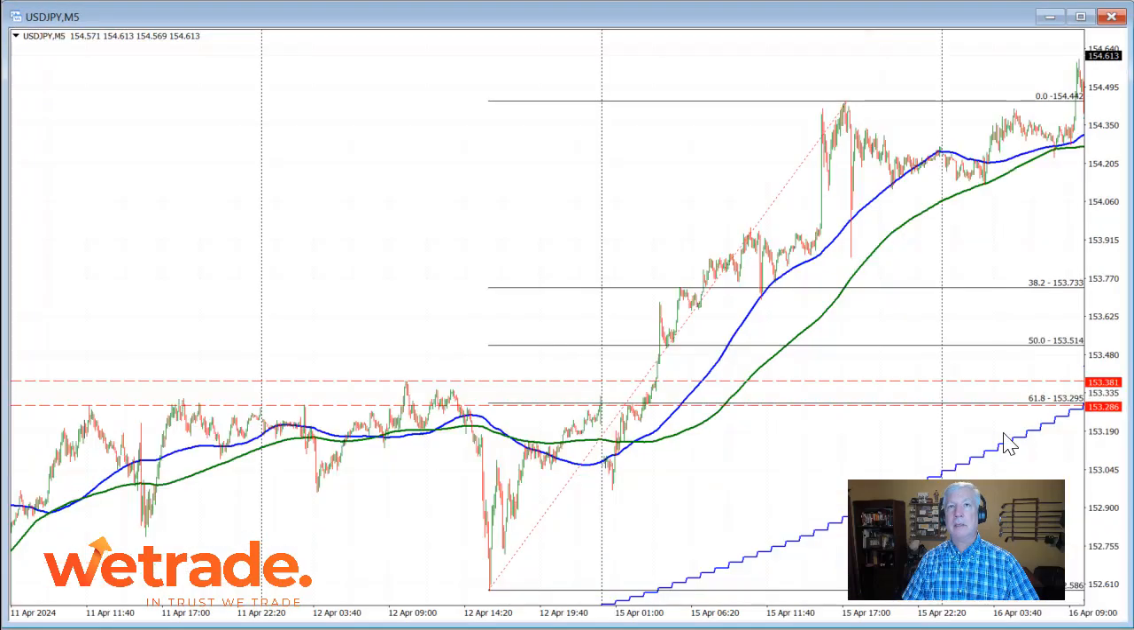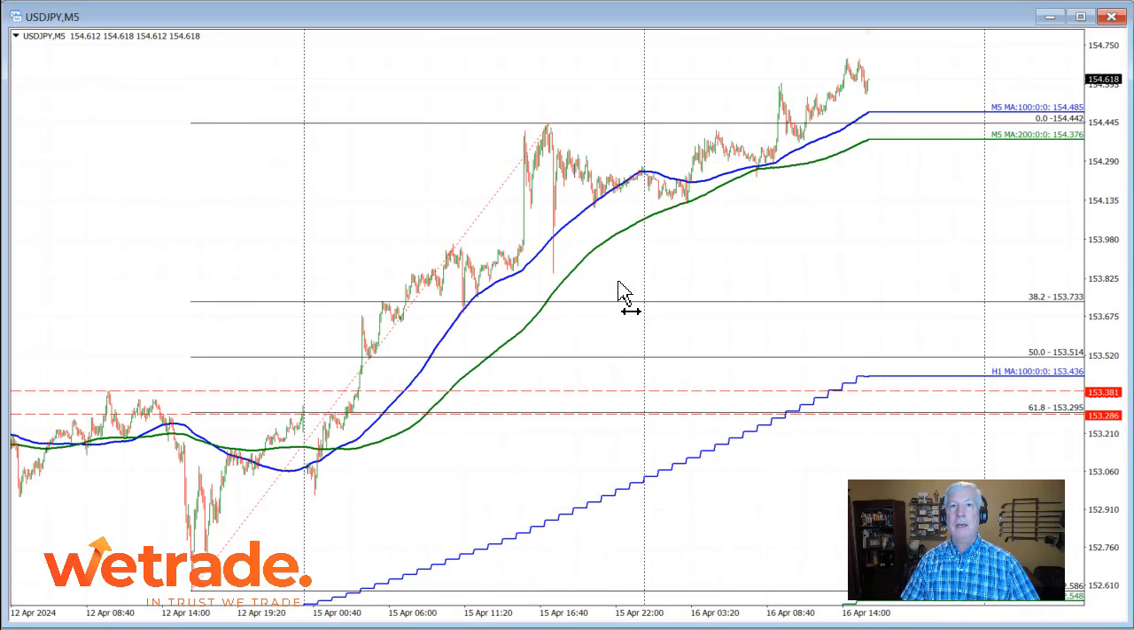Let's just look at the 5-minute chart, like we did yesterday. We had the 100-bar moving average holding support, and that moved to the downside yesterday. We did move below the 100-bar moving average in the early Asian session, but we did a pretty good job of holding support against the 100 and 200-bar moving averages on the 5-minute chart.